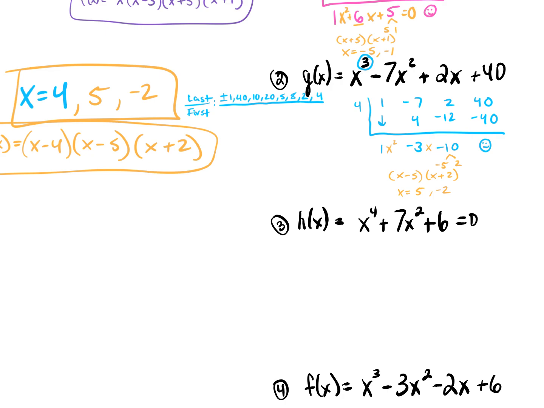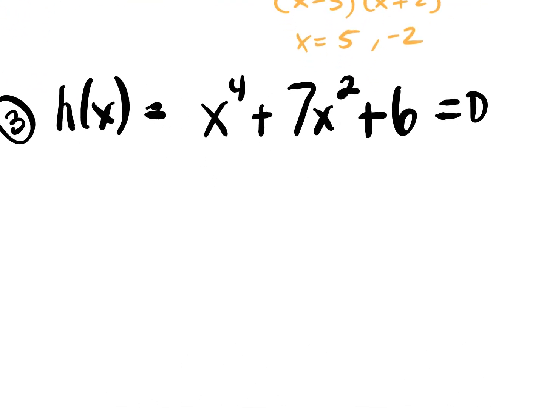You could, but even easier than that, what could we do? Factor. We can factor it. So this is the same thing as saying x squared plus 7x plus 6, but instead it's x to the 4th power. So when we split it up, we just have to be careful. Instead of it being x and x in our parentheses, it's going to be x squared and x squared.